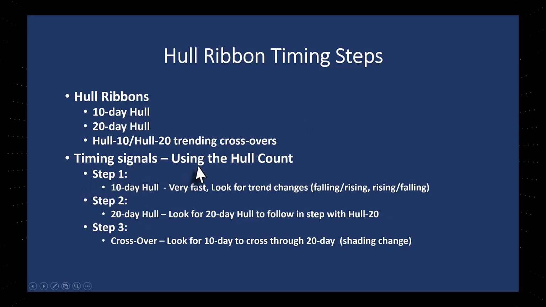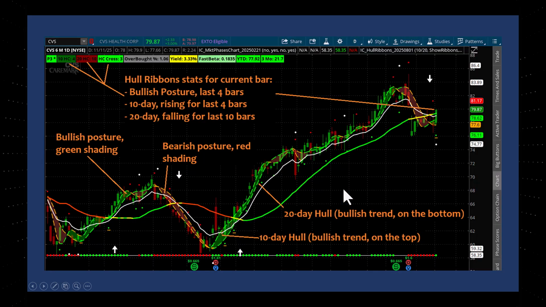He refers to this as his 1, 2, 3 method, where when he sees either a hold 10 or hold 20 go from falling to rising or rising to falling, his counters keep track of the time periods. And when you look at these things on the chart, here's a chart that happens to show the hold counters of the 10-day hold, the 20-day hold, and the crossover for the 10/20. So in this particular case, I can look at this and see it's currently in a bullish posture.